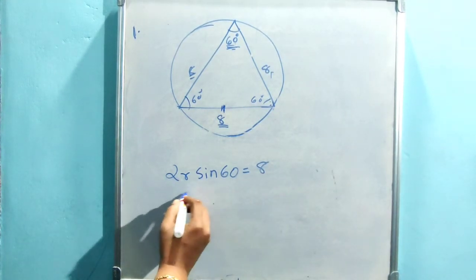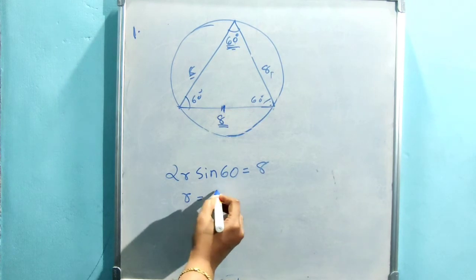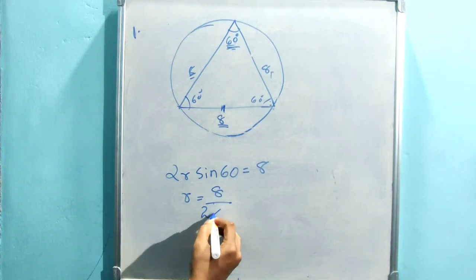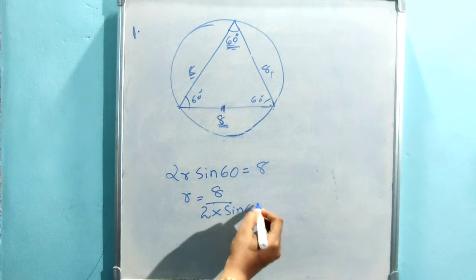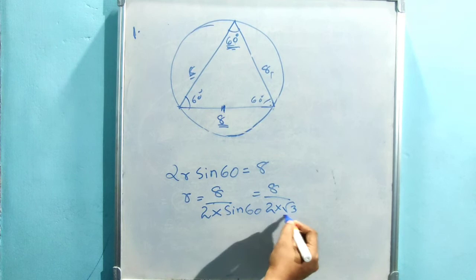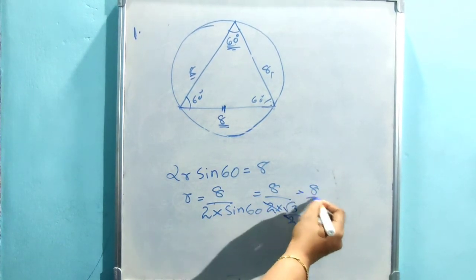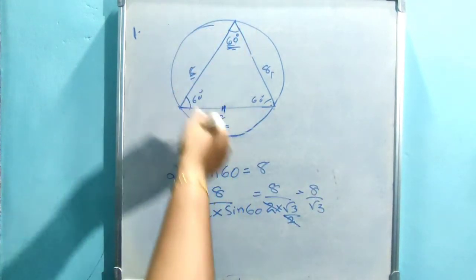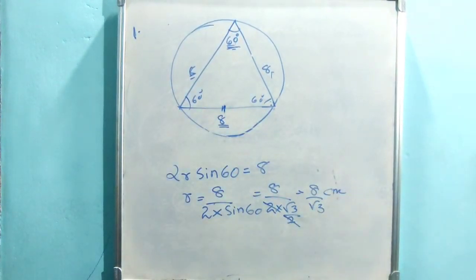Keep r on this side and move all other things to the other side, that is 2 into sine 60. So we have 8 by 2 into root 3 by 2. 2 and 2 get cancelled. Then we have 8 by root 3. So the radius of the circle is equal to 8 by root 3 centimeter. Now we have the third question. Do the third and fourth problem as homework. Now I am going to do the fifth problem.